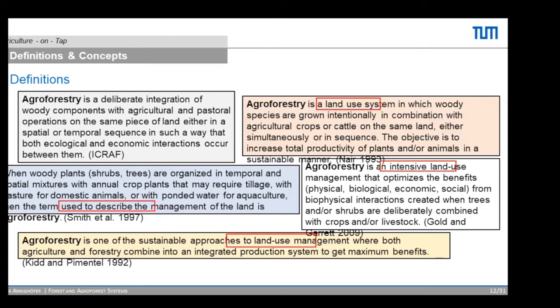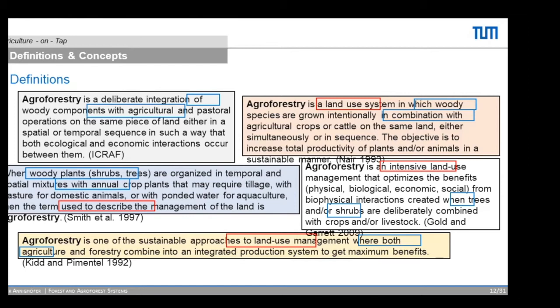So on the one side, we're speaking about a land use system. Okay, so agroforestry is not to be considered as somehow a mixture of forestry and agriculture. It is a new land use system, a third land use system if we think about our terrestrial sites. Then we can also see that we are somehow dealing with a combination of different species.